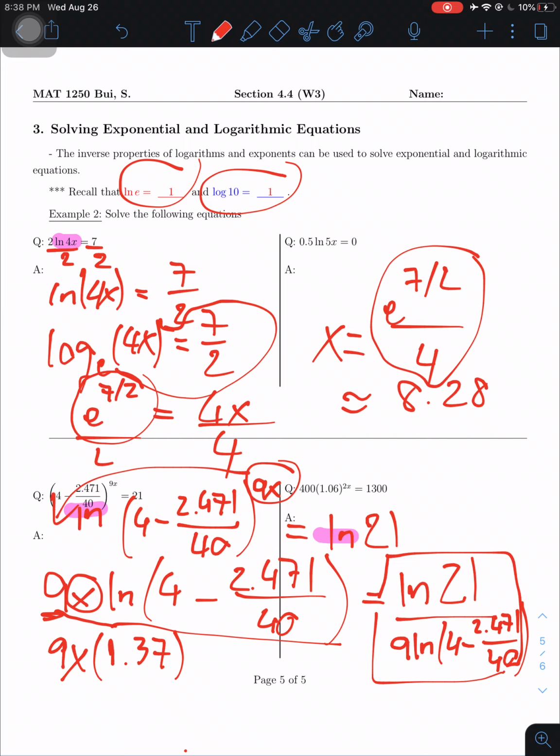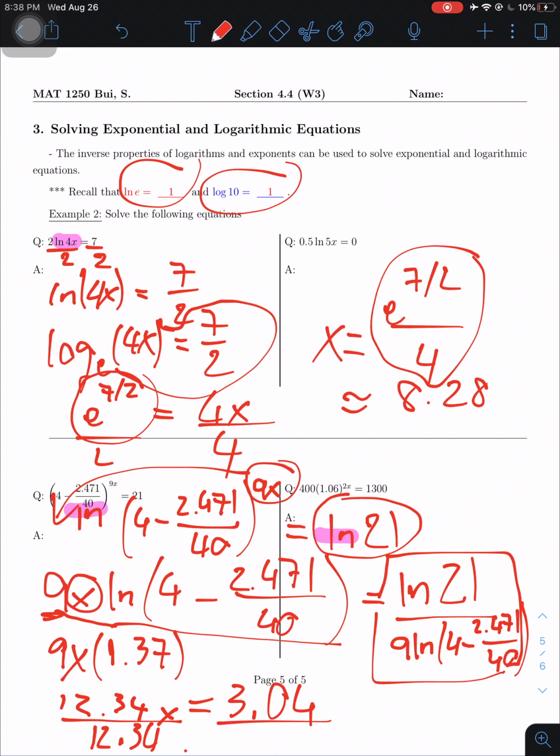After that, we're going to multiply the 9 and the 1.37 together, which is 12.34. So I get 12.34x. That's the left-hand side. As for the right-hand side, I'm going to plug ln of 21 into the calculator, and that gives me 3.04. So I have 12.34x equals 3.04. Now I'm going to divide both sides by 12.34. So my final answer is 3.04 divided by 12.34, which equals 0.25.